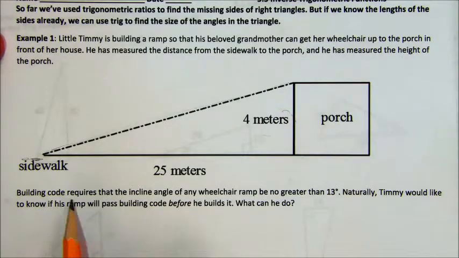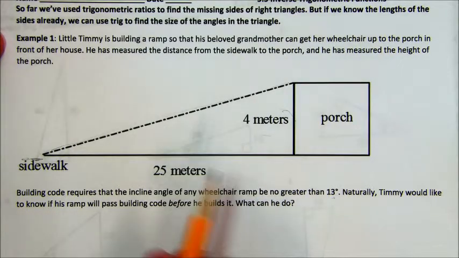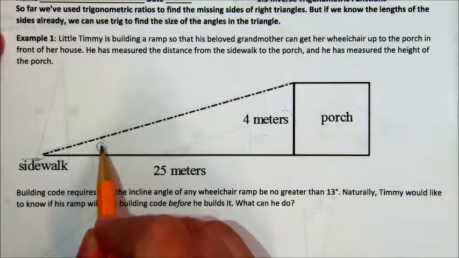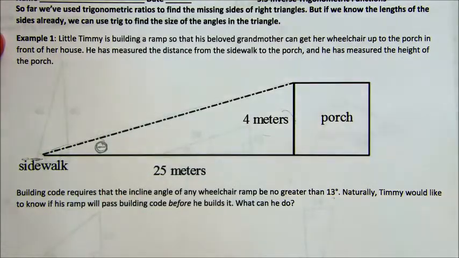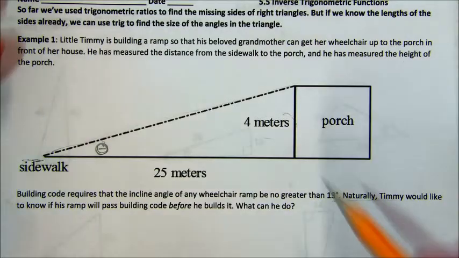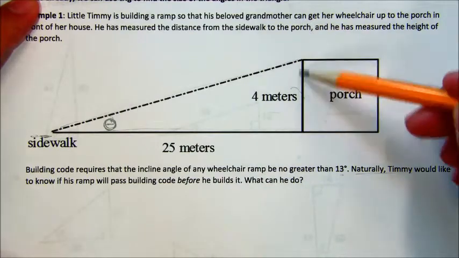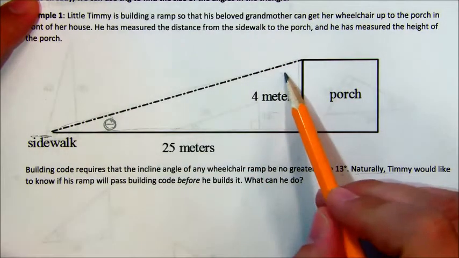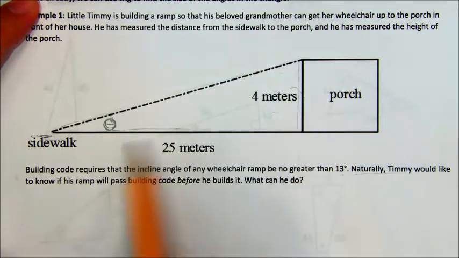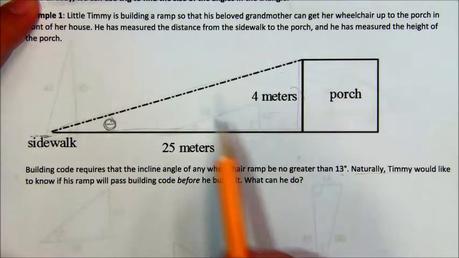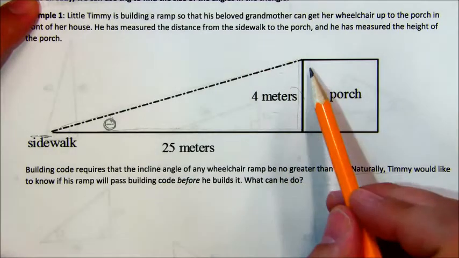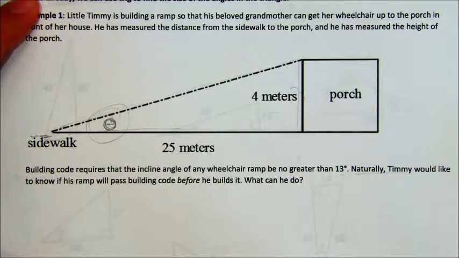However, building code requires that the incline angle of any wheelchair ramp be no greater than 13 degrees. That's going to be this angle in here. Naturally, Timmy would like to know if his ramp will pass building code before he builds it. What can he do? Let's think about this problem. Timmy knows that his right triangle, made by the porch, the ground, and the ramp, is going to be 4 meters on this side and 25 meters on this side. He wants to know, for a triangle of that size, what will be the angle theta here?